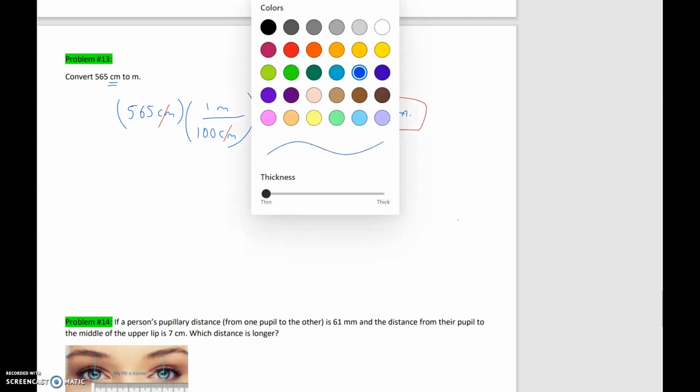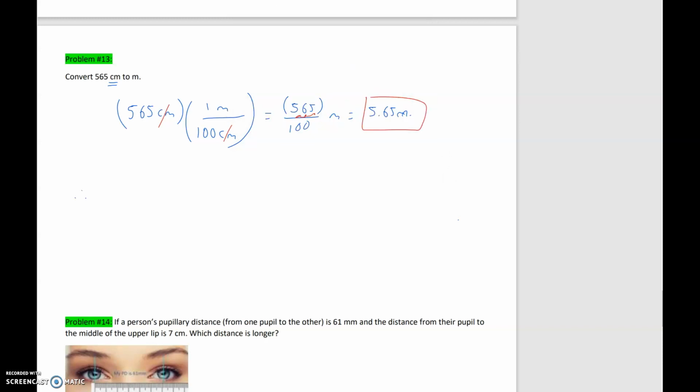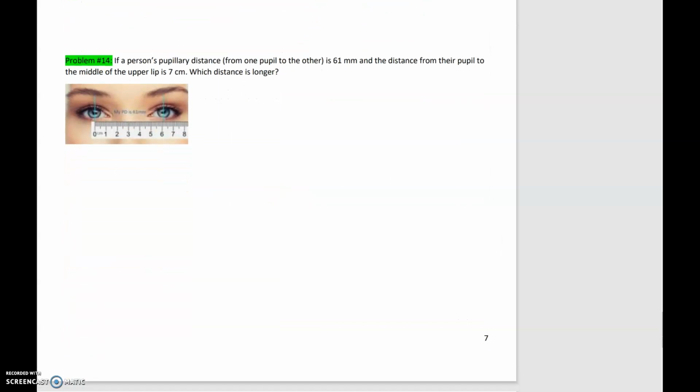And let me write it as a sentence. In this case, 565 centimeters represents 5.65 meters. Okay, that's actually it for this particular one. Let's move on to problem 14.